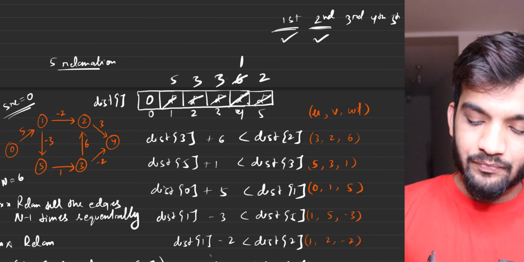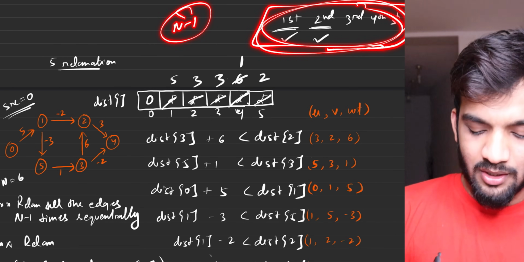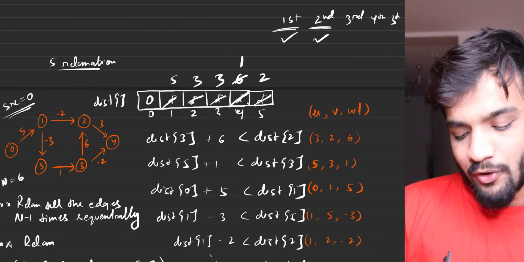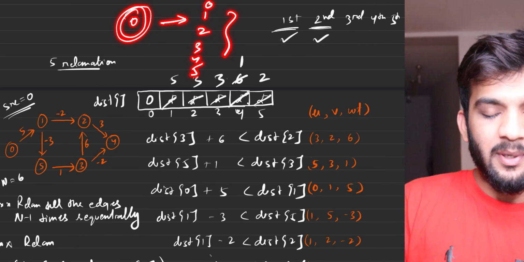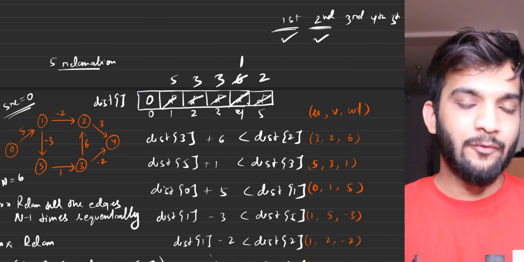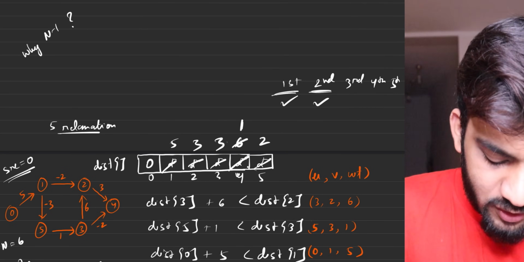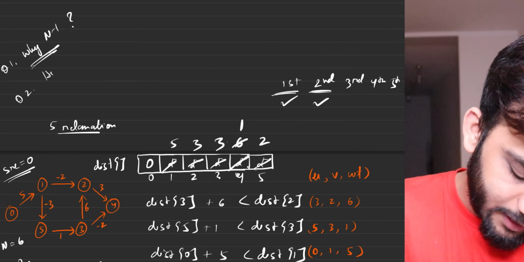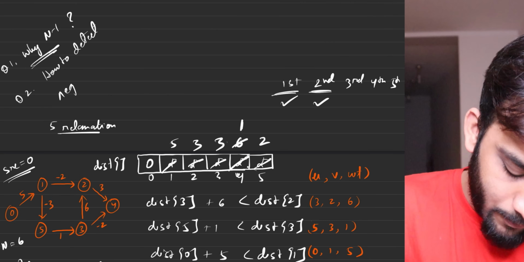So ultimately, after all the 5 iterations or n minus 1 iterations, your distance array will be giving you the shortest path from the source 0 to all other nodes. Remember this, which will be stored in this distance array. Now, a couple of questions. Why n minus 1 iterations? That's the first question. And the second question will be definitely how to detect negative cycles. What if the graph has negative cycles? How will I know about that?